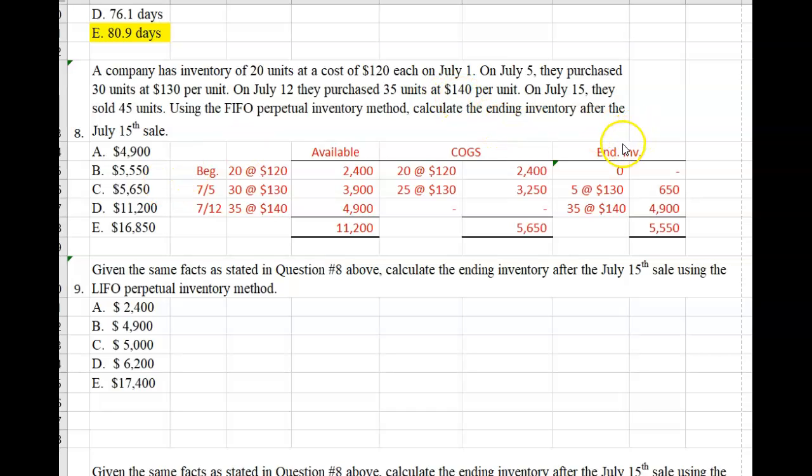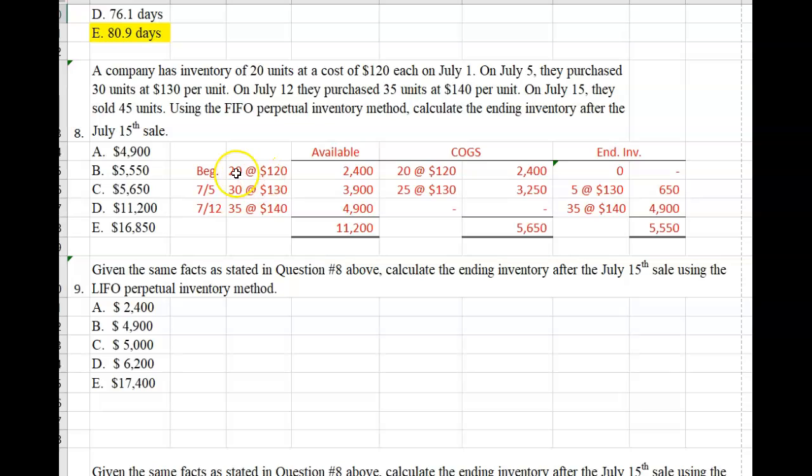Did you calculate ending inventory under FIFO of $5,550? That is the correct answer. And all we really needed to do was this calculation right here to calculate the ending inventory. But in order to stay organized, I went ahead and set up the whole problem.